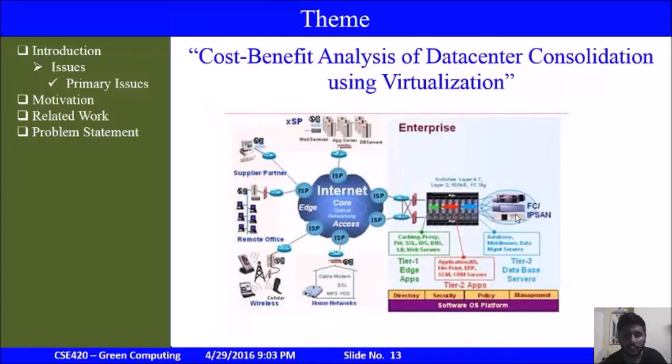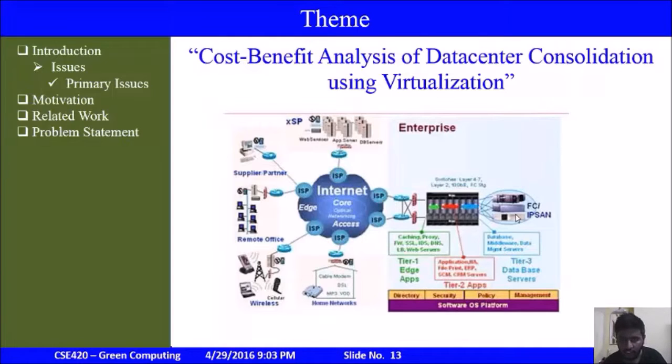These are all connected by the various ISPs using LAN networks. The main part connected is the enterprise system, which deals with the directory, security, policy, and management. It is a software OS platform. The enterprise consists of various other aspects such as tier 1 edge apps, tier 2 apps, tier 3 database servers.